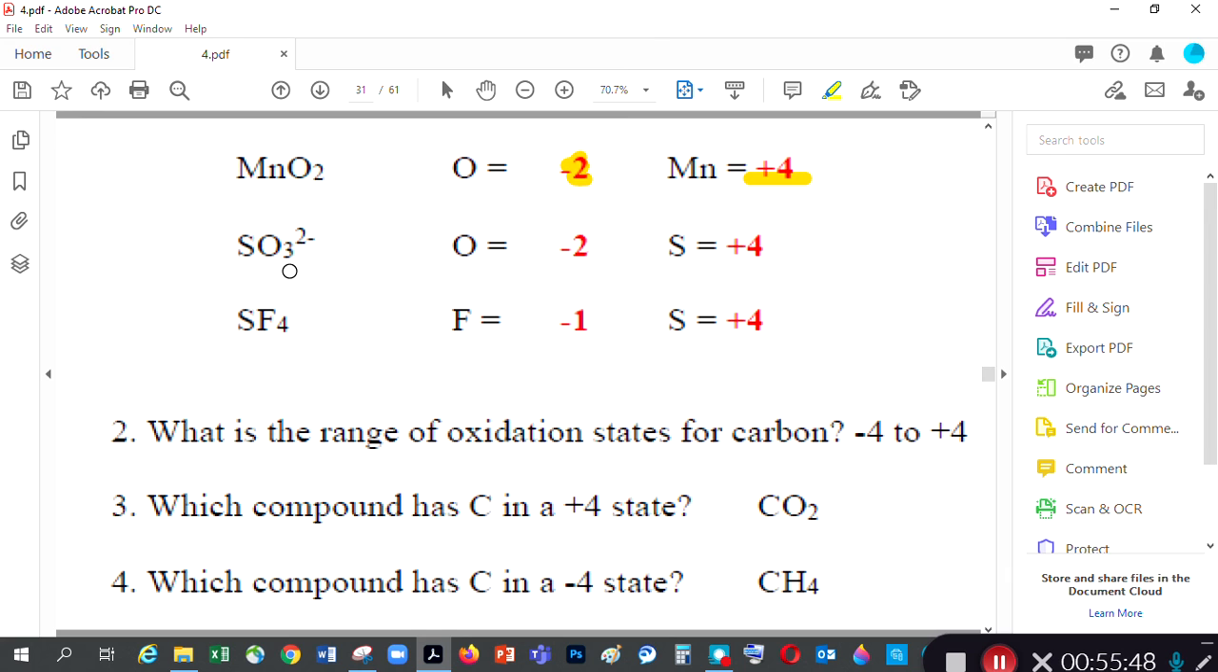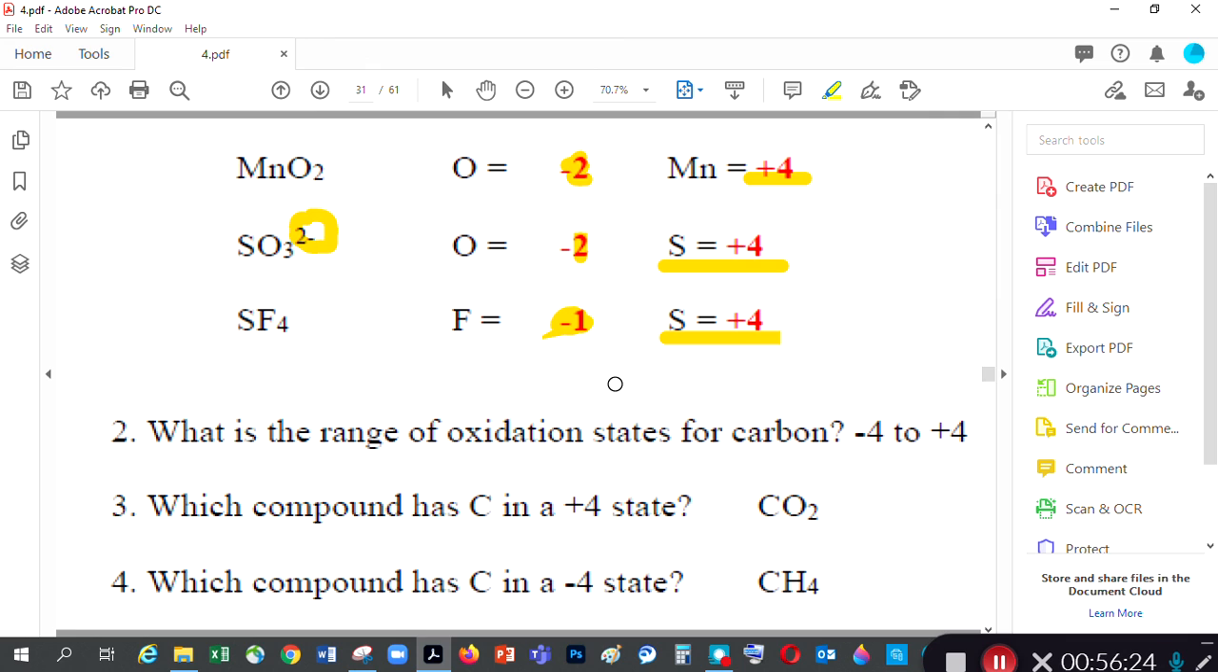The sulfite: the whole charge is -2, and oxygen is always -2. So the whole thing is -2. Then you can calculate S. We don't know the sulfur, but you have 3 oxygens, 6 negative charges from oxygen. You calculate it, and the sulfur will come out +4. Fluorine, group 7, is always -1. -1 multiplied by 4 is -4, so sulfur will be +4.